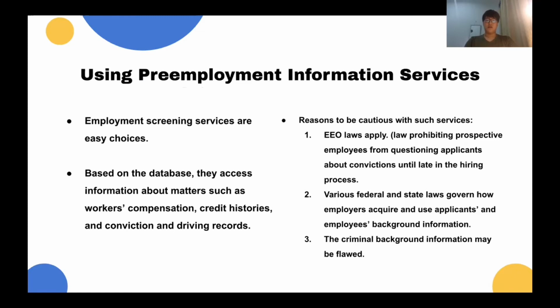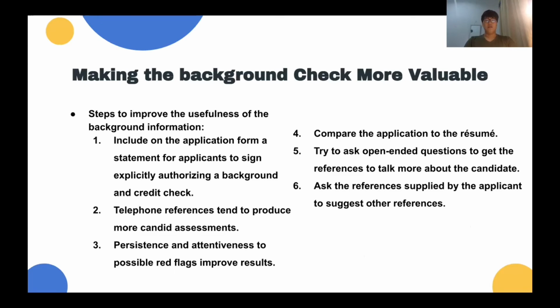Pre-employment information services are other choices. Employment screening services are easy choices. Based on the database, they assess the information about matters such as workers' compensation, credit histories, and conviction and driving records. However, there are reasons to be cautious with such services. In these services, EEO laws apply, which is law prohibiting prospective employers from questioning applicants about the convictions until late in the hiring process. To the second, there's various federal and state laws govern how employers acquire and use applicants' and employees' background information. The criminal background information may be flawed, making the background check more valuable.